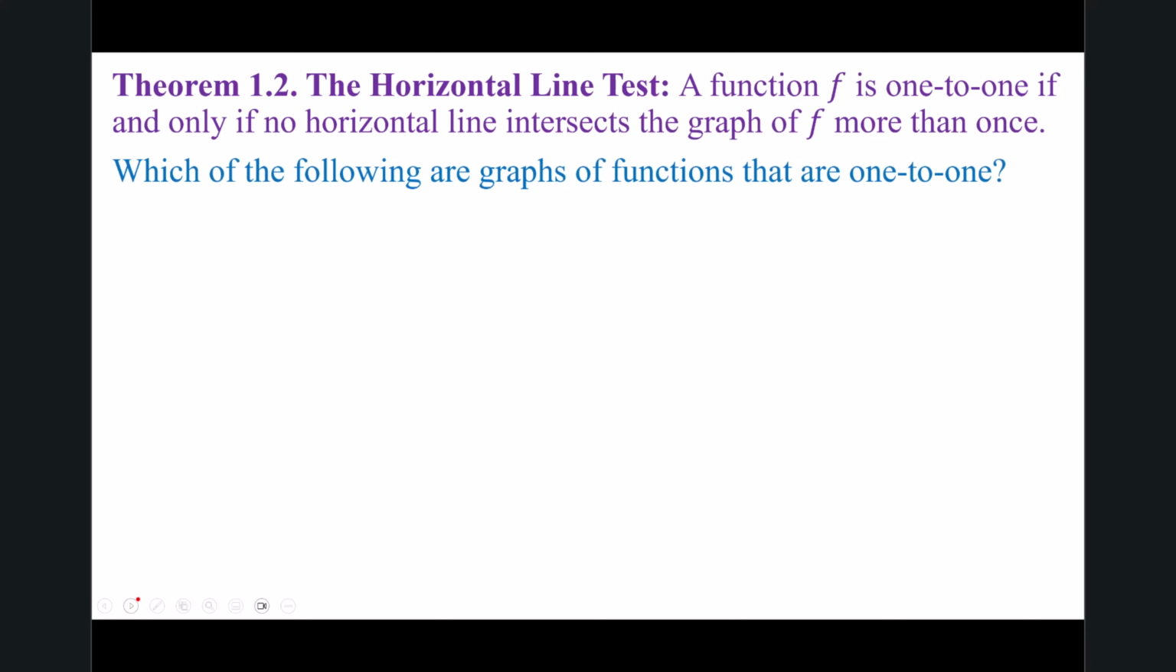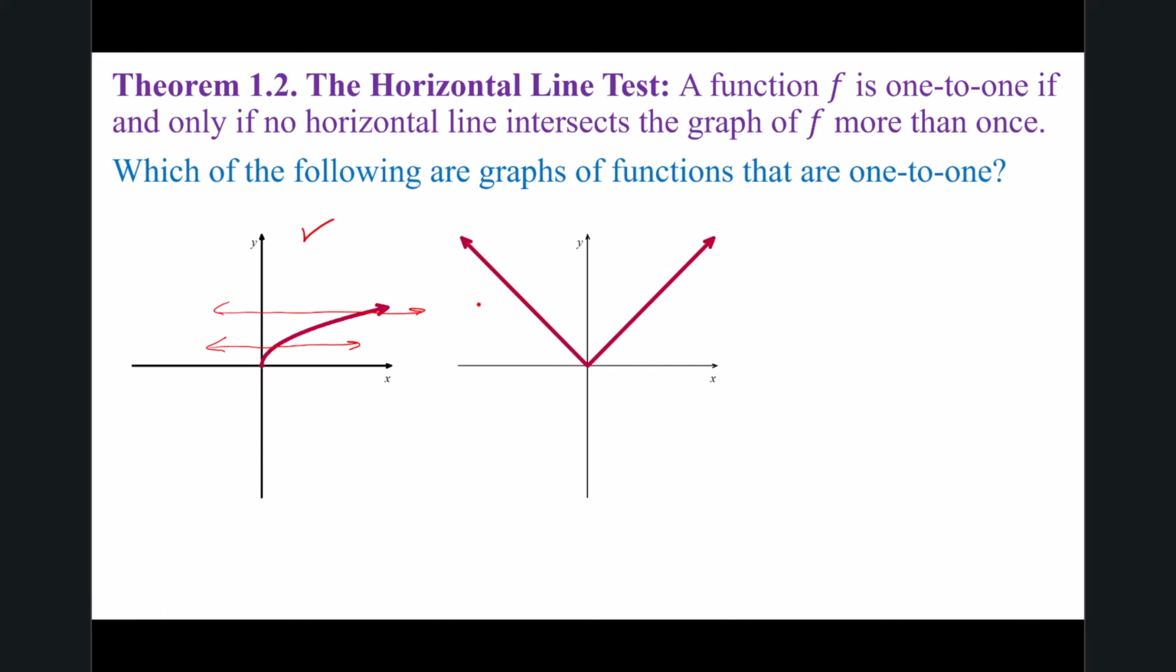So which of the following are graphs of functions that are one-to-one? Looking at this graph right here, there is no horizontal line that hits the graph more than once. I could draw that horizontal line, it only hits the graph in one spot. This horizontal line only hits the graph in one spot. There is no horizontal line that intersects the graph more than once, so yes, this one is one-to-one.